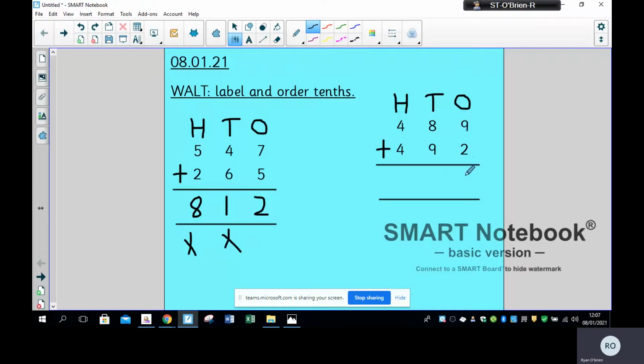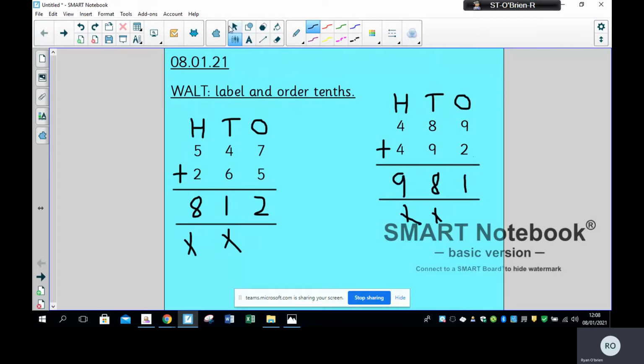9 add 2 is 11. So 10 ones become 1 ten. They're exchanged for 1 ten and renamed. 8 add 9 is 17 tens. Add the extra 10 is 18 tens. So I have 8 tens there. My 10 tens are exchanged and renamed for 100. 400s add 400s are 800s. Add the extra 100, 900s. So if you got 981 for that, well done.